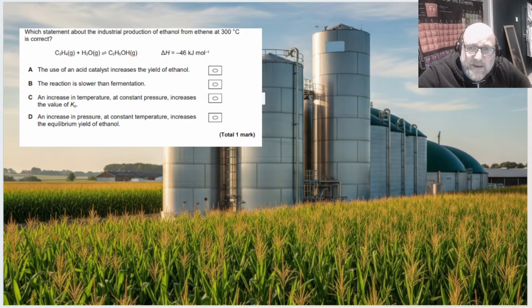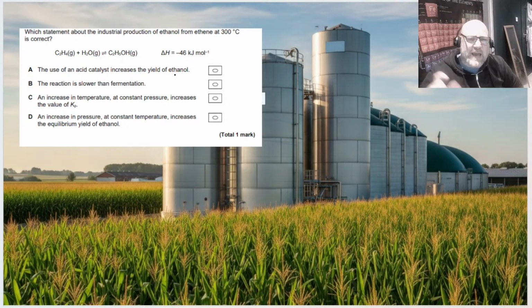Which statement about the industrial production of ethanol from ethene at 300 degrees is correct? So we have ethene plus water, reversible symbol, alcohol. Oh, they've made that exothermic. It is. Lovely. Good to know. The use of an acid catalyst increases the yield of ethanol.